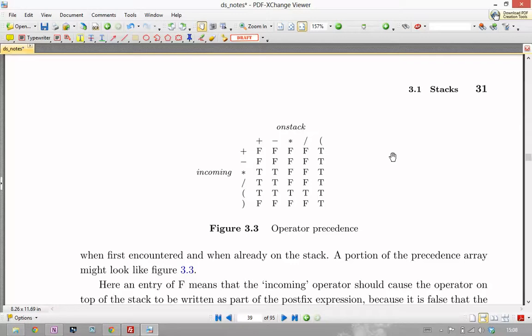Okay, look at that left parenthesis row. All true. Look at the left parenthesis column. Also all true. So if I have a left parenthesis in my hand, do I push? Yes. Yes, yes, yes, yes, yes. If there's a left parenthesis on stack, do I push? Yes, yes, yes, yes, yes. Really elegant solution to that problem.